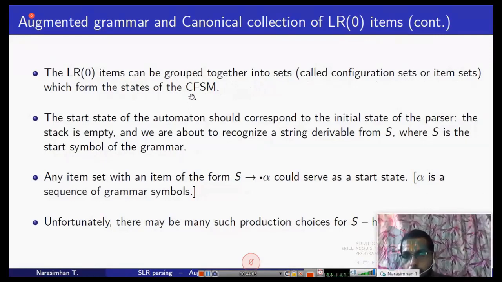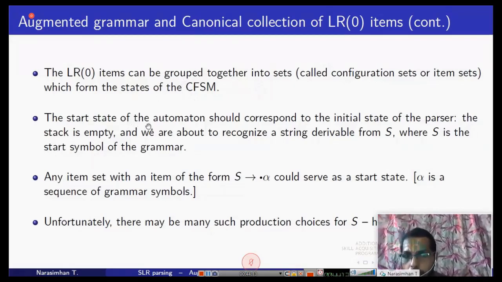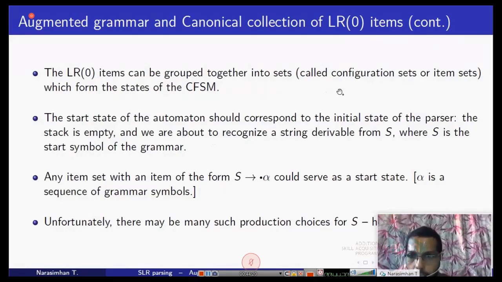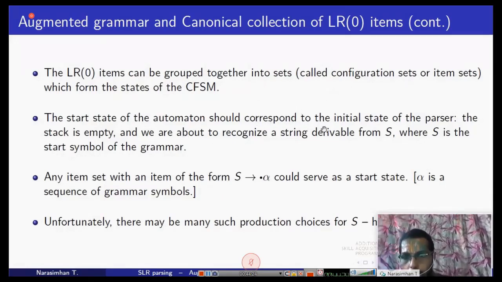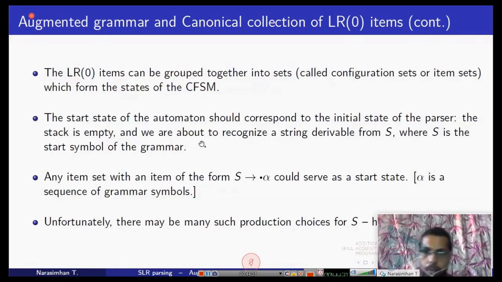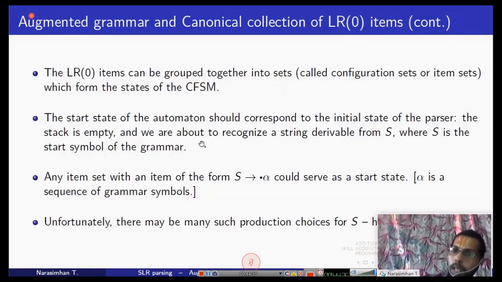Now, as a finite state machine, the CFSM should have a start state, right? So which configuration set should be made the start state? That configuration set should be made the start state which corresponds to the initial state of the parser. What is the initial state of the parser? The stack is empty. You are just going to start the parsing process. You are just going to recognize a string derivable from the start symbol.